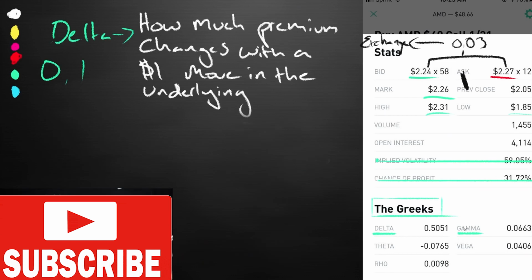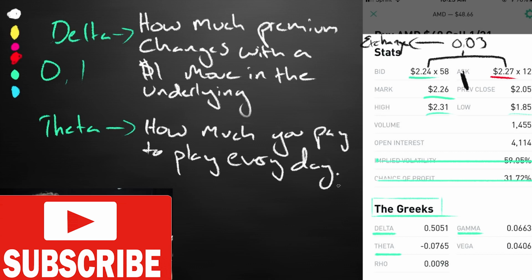So gamma, how much delta changes given a $1 move up or down in the underlying? And gamma will change as well. But we're not going to get into that too much. Theta is how much you pay to play every day. And it's negative. So that means as each day passes, you are losing 7 cents or, rounding up, 8 cents of premium every day. And that is actually going to increase.